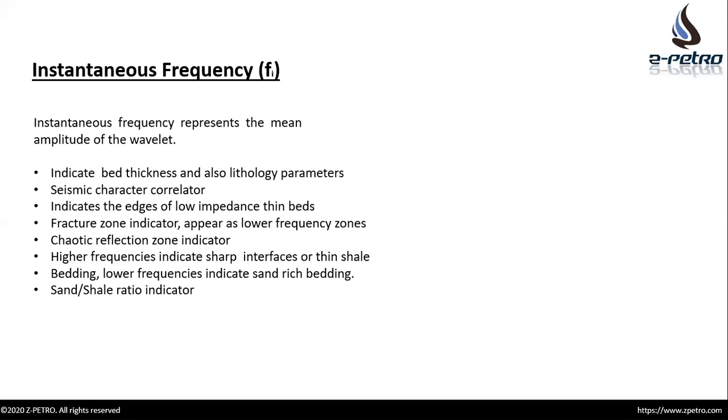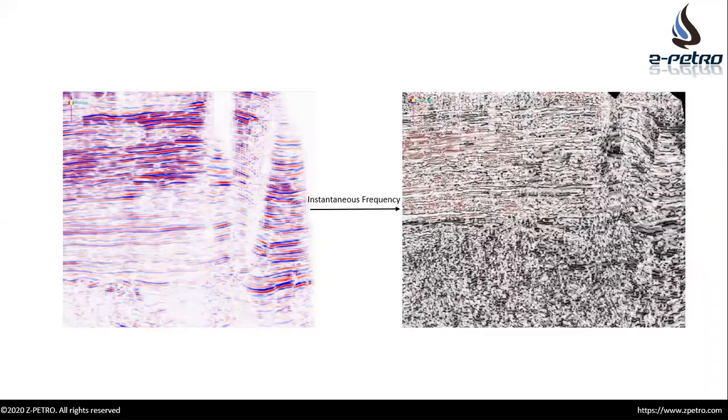It is also an indicator of fracture zones. If there are fractures, we can detect them with the help of frequencies, because higher frequency indicates sharp interfaces and thin shale. If there is a high frequency data set, you have a lot of information, but if you have a low frequency data set, you are missing too much. So it is very useful for studying bed thickness. This attribute is very good for studying each and everything.